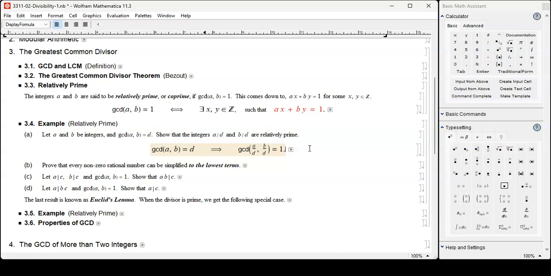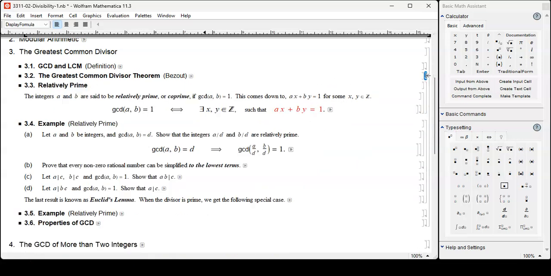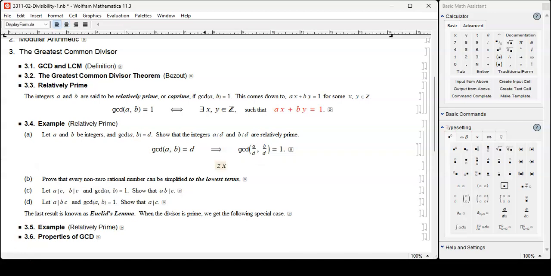So, how to prove that? Well, what you want to prove is this: a over d and b over d satisfies this linear combination form, this red condition. And what do you know? We know this. So from here, we can say ax plus by is equal to 1. That much we know.